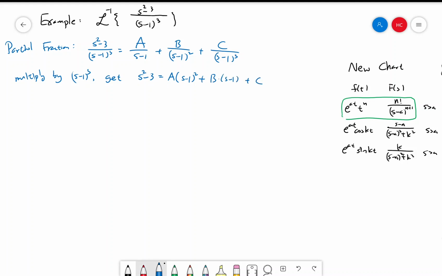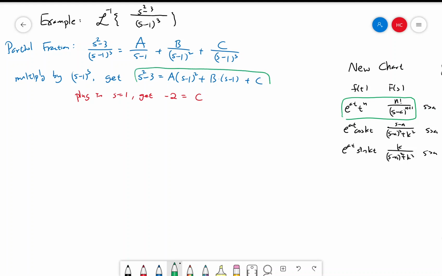So we can still do the trick at least once. We can plug in s equal to 1, so we get negative 2 equals 0 plus 0 plus C. So C is negative 2. But to find out the values of A and B, we need to use some other tricks.